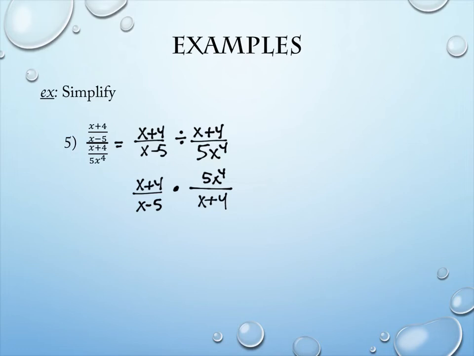And what do you notice happens? Things cancel out. What cancels? The x plus 4s cancel. I know the other diagonal has x's on it and 5's on it, but it doesn't have factors of x and factors of 5 on both pieces. One of them has terms. So there's nothing I can do to cancel along the other diagonal. So if I multiply across the top, I have 5x to the 4th, and across the bottom, I have x minus 5.